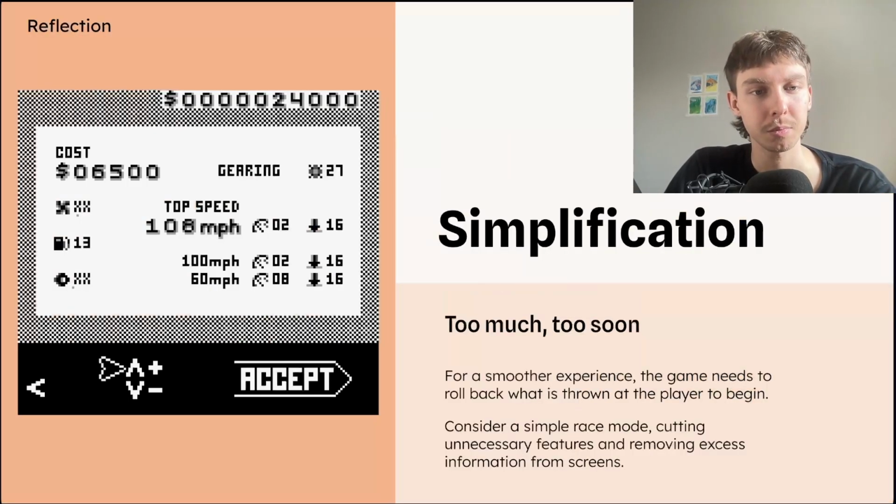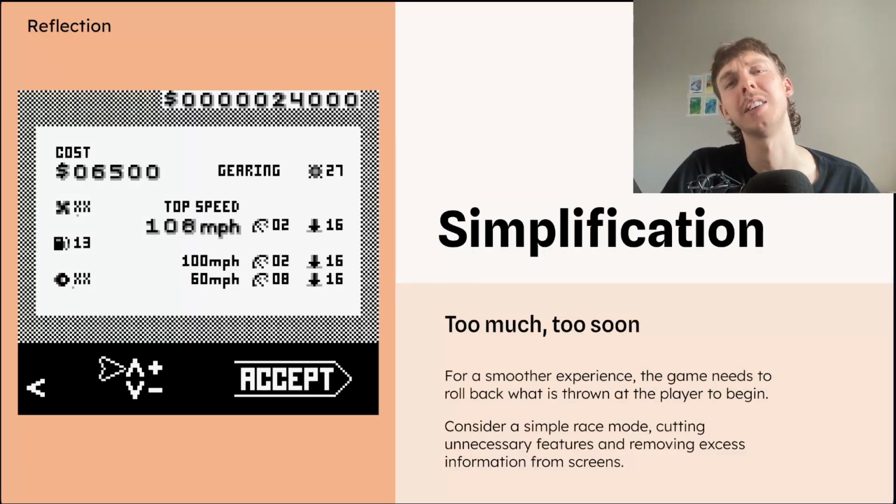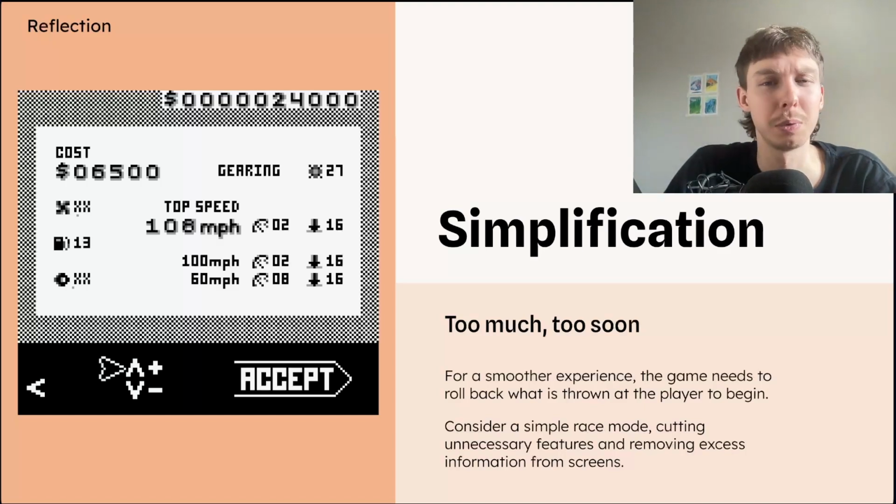So, simplification. This is what's needed. This is number one. Simplification. This is easy. Too much too soon. We don't need to see everything. We don't need it all.